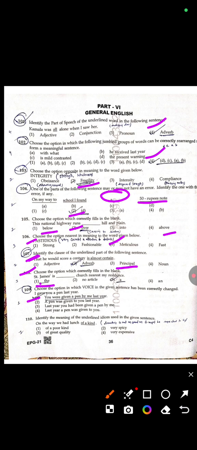And the last one is the meaning of the idiom "of a kind". So "of a kind" means what? Something is not as good as it might be expected to be. So that's why it has a not-good sense. On the way we had a lunch of a kind. So this is a negative expression. So it's a poor kind.